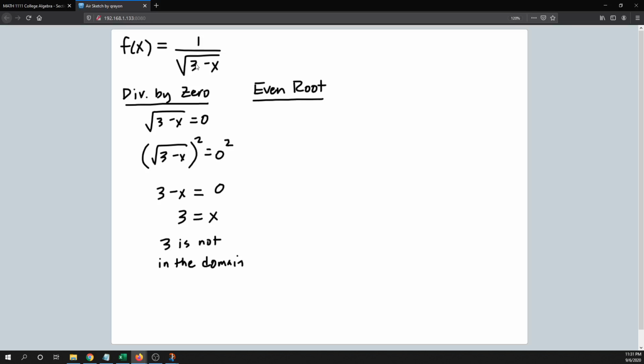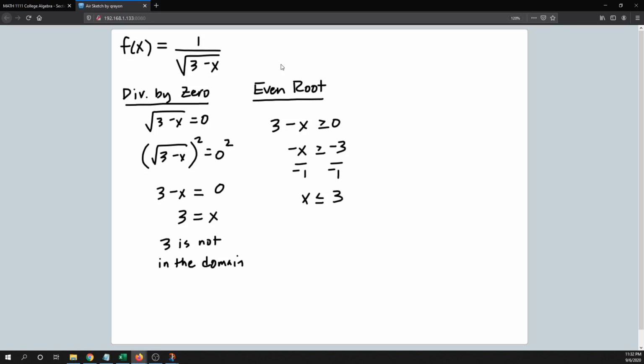So what do I do if I have an even root? I take just what's underneath the root, which is 3 minus x, and I set it greater than or equal to 0. And then I solve that out. Here I subtract 3 from both sides, and then divide both sides by -1. So I get x is less than or equal to 3.